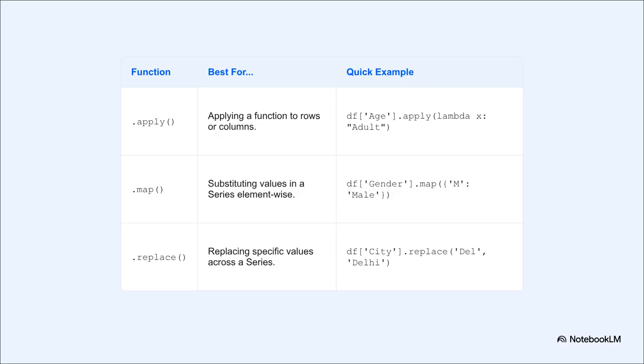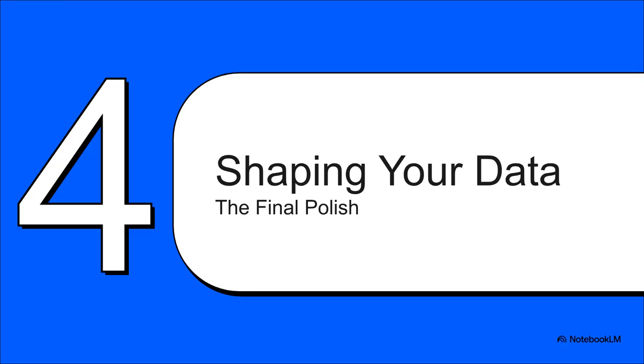But what if you need to do something totally custom? Well, you've got a few great tools in your toolbox, and it's all about picking the right one. If you need to run a complex function on a whole row or column, .apply is your flexible powerhouse. If you're just doing a simple one-to-one swap, like turning an M into male, .map is super fast and efficient. And if you're just fixing a few specific typos, like changing del to deli, .replace is perfect for that surgical strike.